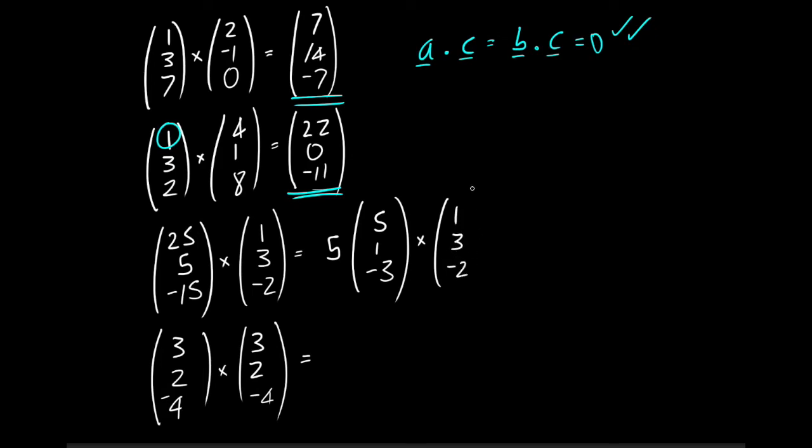We'll do this cross product, and then we'll put the factor of 5 in at the end. That's fine to do it that way round. Okay, so let's go ahead and write that out. There's our factor of 5, and here's our cross product.